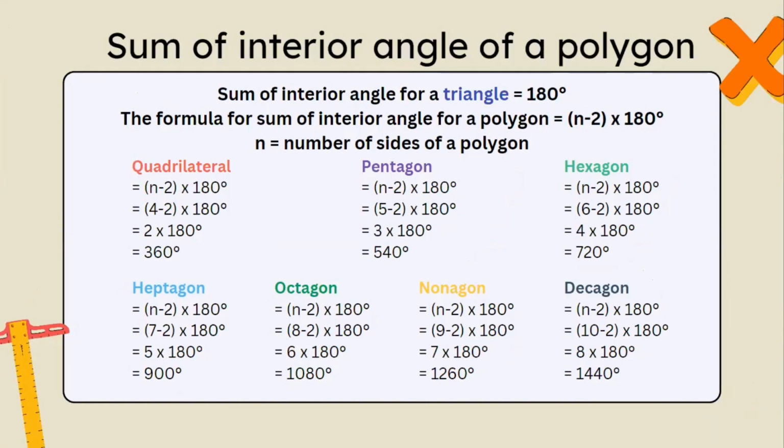Sum of interior angles of a polygon. Sum of interior angles for a triangle is 180 degrees. The formula for sum of interior angles for a polygon is n minus 2 times 180 degrees. N is the number of sides of a polygon. Quadrilateral is 360 degrees. Pentagon is 540 degrees. Hexagon is 720 degrees. Heptagon is 900 degrees. Octagon is 1080 degrees. Nonagon is 1260 degrees. Decagon is 1440 degrees.